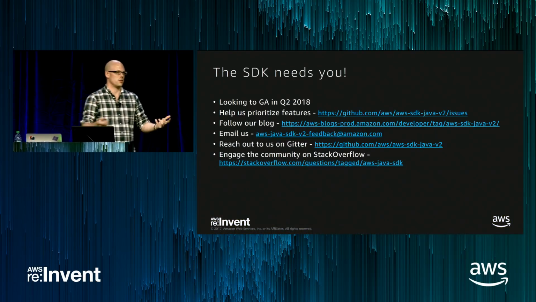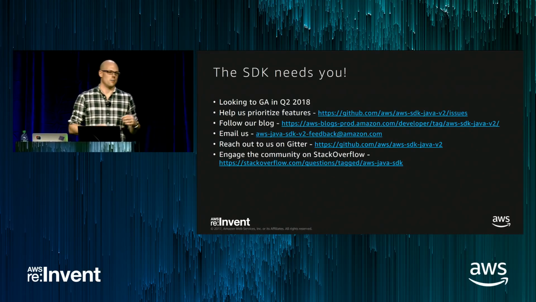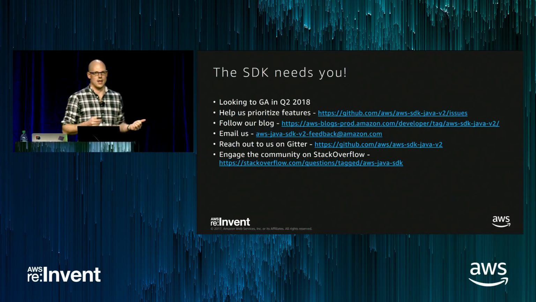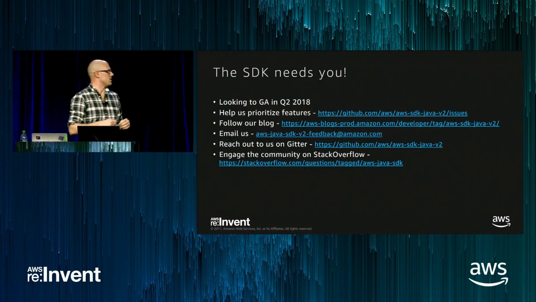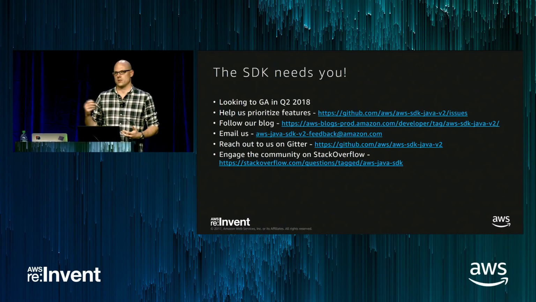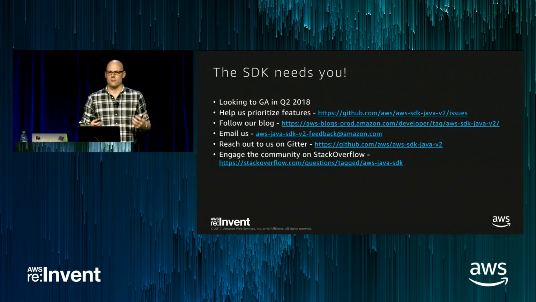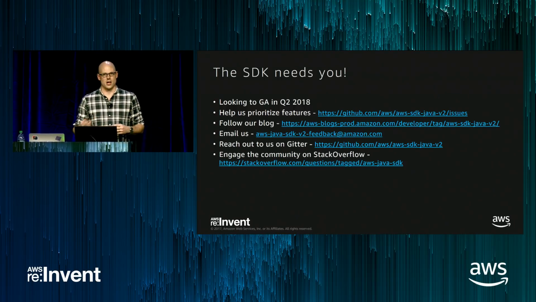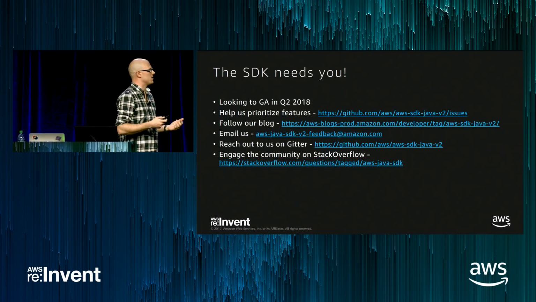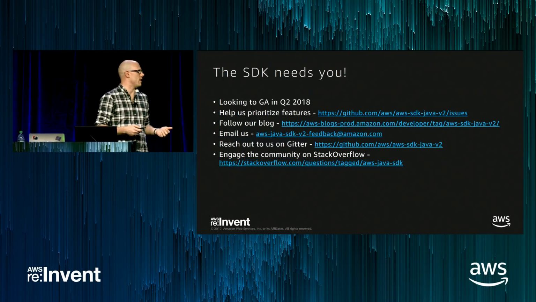So this is where you come in. We need you. We need your feedback. We need to know if we're going down the right track, because we really want V2 of the SDK to be your SDK, to be the SDK that you want to use. We have a number of mechanisms for you to give us feedback. As I say, we're in this awesome period right now where we can change things if we get feedback. Once we go GA next year, it's going to be a lot harder for us to adapt to feedback and new feature requests if that involves backwards incompatible changes to our API.